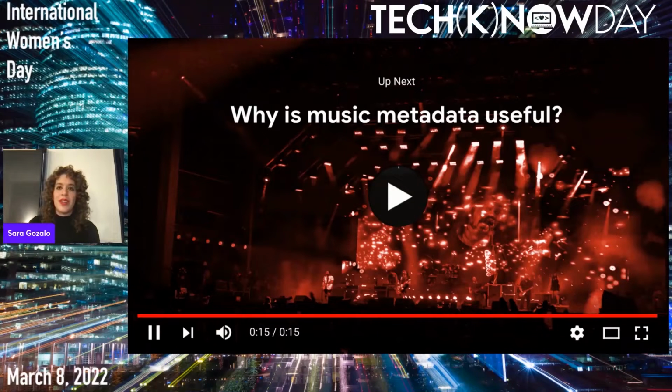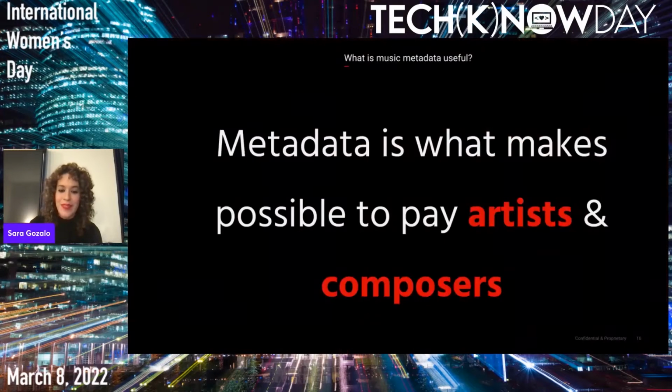And you will be wondering, fine, this is great. I understand what metadata is. I understand what music metadata is. But why is music metadata useful? Well, music metadata is what makes it possible to pay artists and composers. Why is this? This is because if not, we would not have a way to identify who owns what and who we have to pay.